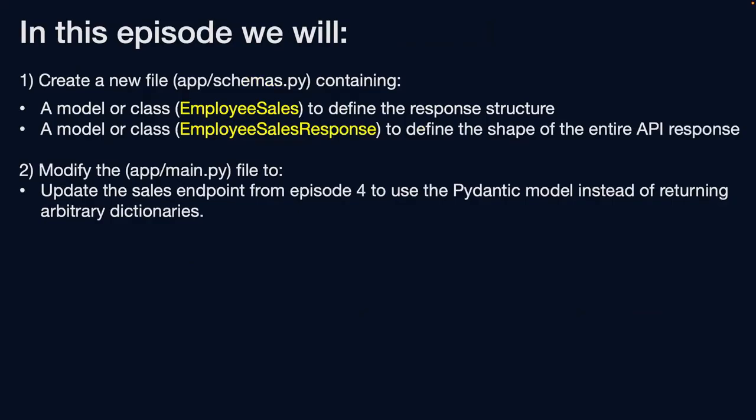In this episode, we'll create a new file, schemas.py, under the app folder, and in this file, we will define two classes. The first class, or model, EmployeeSales, will be used to define the response structure. And the other class, EmployeeSalesResponse, will be used to define the shape of the entire API response. Then we will update the main.py file to change the sales endpoint from episode 4 to use the Pydantic model instead of returning arbitrary dictionaries. Now let's jump over to VS Code to implement this.